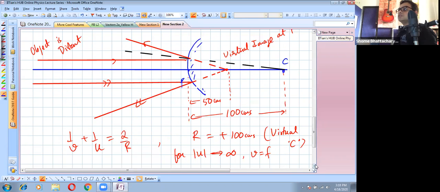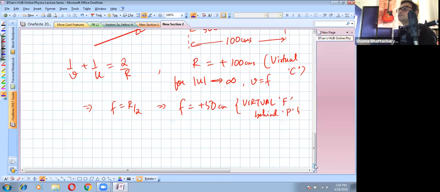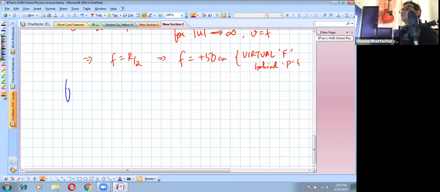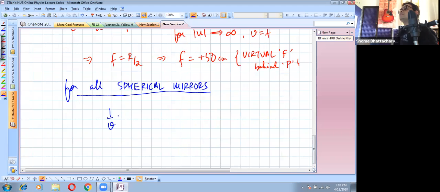So for spherical mirrors, now our UV formula reduces to this. For all spherical mirrors, now we can reduce our formula to 1 by v plus 1 by u is equal to 1 by f. It becomes more generalized like this, where f is by definition R by 2.